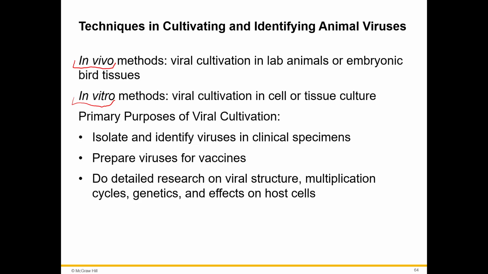So in vivo methods include viral cultivation in lab animals or embryonic bird tissues, while in vitro methods include viral cultivation in cellular tissue culture. The primary purposes of growing viruses are to isolate and identify them in clinical specimens, to prepare viruses for vaccines, or do detailed research. The first one, isolating and identifying viruses in a clinical setting, is pretty rare. We do a lot of molecular diagnostics when it comes to diagnosing viral infections. But preparing viruses for vaccines and doing research on them, that's pretty common.